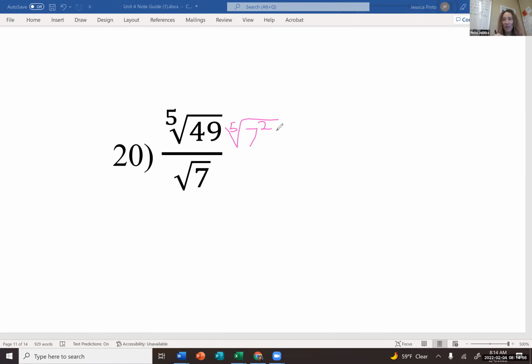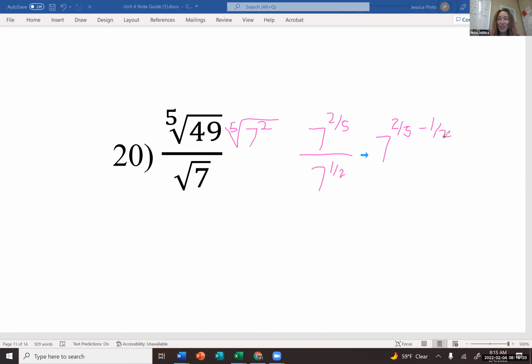So again, this is going to be that division. I want to just do the subtraction rule. I don't want to do all that crazy radical stuff. So this is going to be 7 to the 2/5 divided by 7 to the 1/2. So that means, like we saw before, we just want to use the subtraction rule. It really speeds things up. So I've got 7 to the 2/5 minus 1/2.